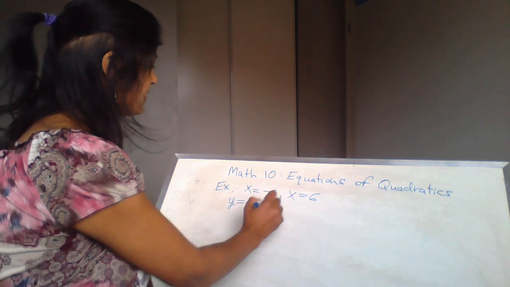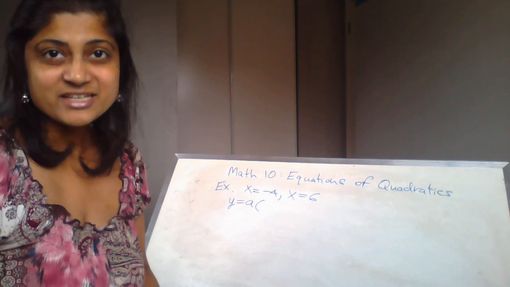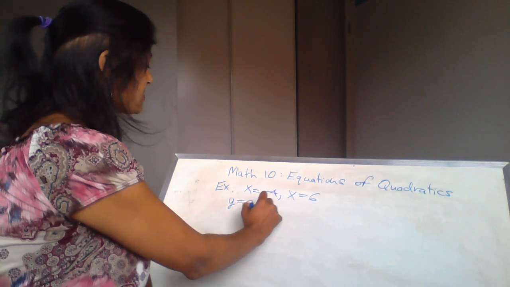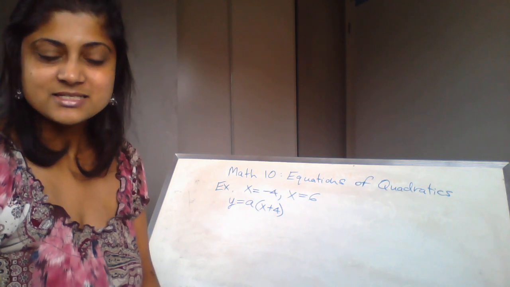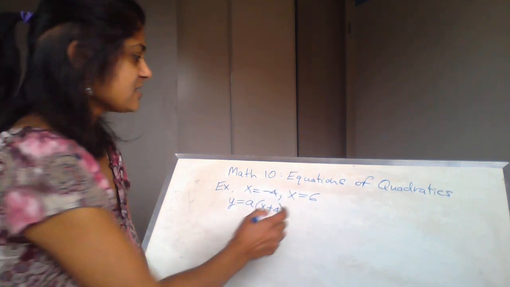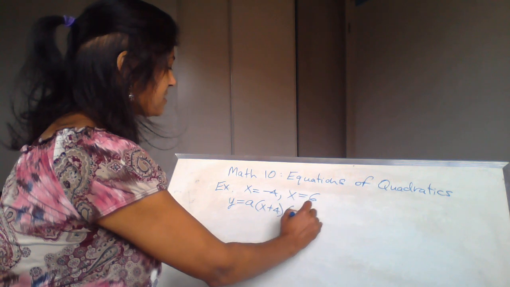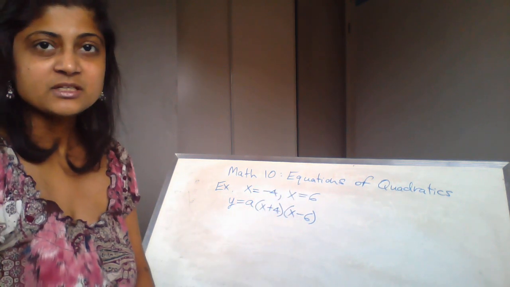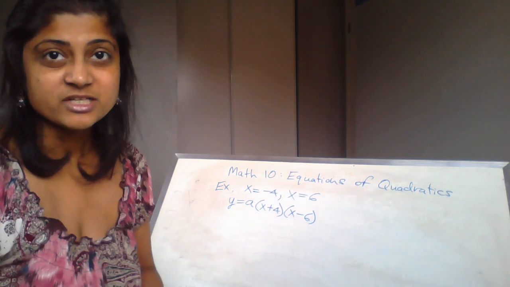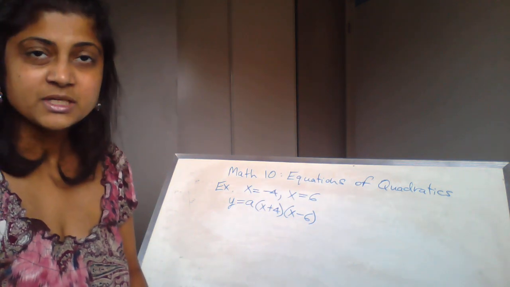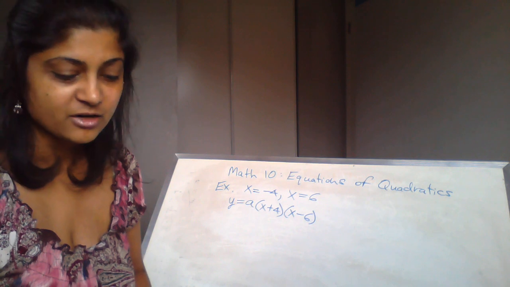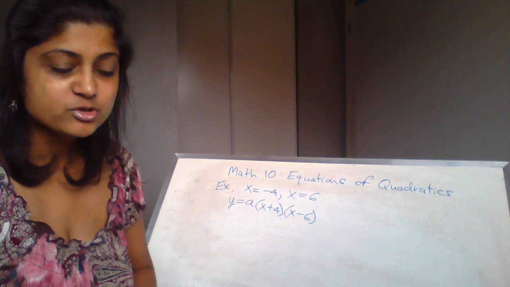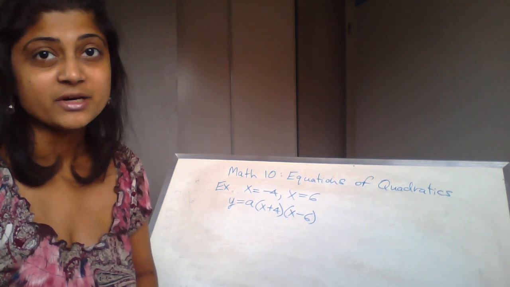So y equals a. So you see how x is equal to negative 4. It's going to be x plus 4. And here again, I have x equals 6. Okay, change the sign. So x minus 6 inside the brackets. Please make sure you do not forget to change the sign when you're putting it into the general form, the factored form, basically, of this quadratic equation. If you don't change the sign, you're going to end up with the wrong answer.